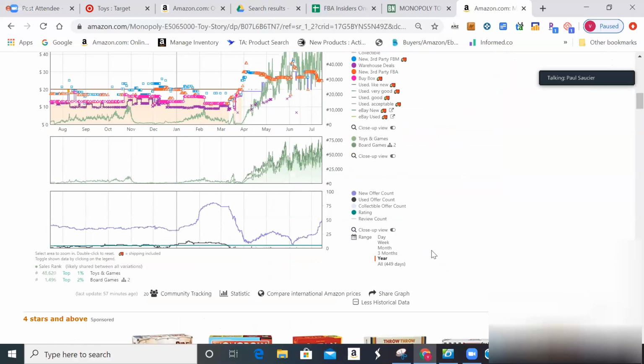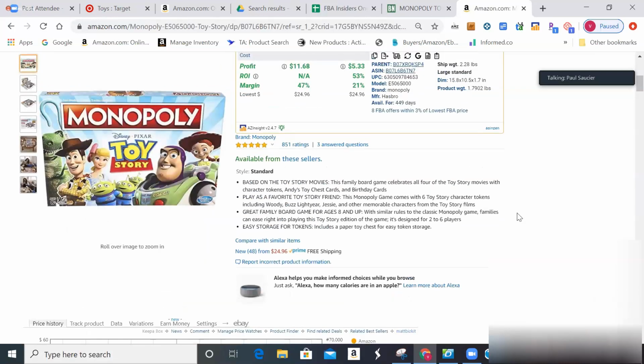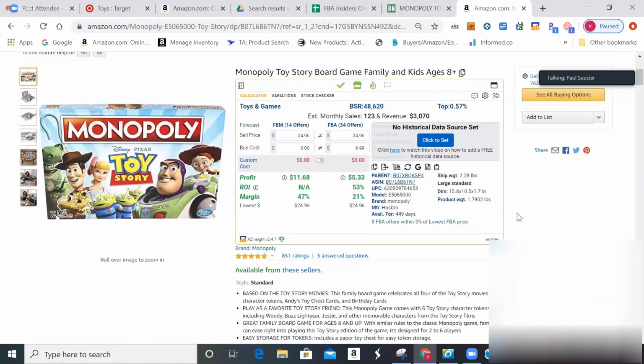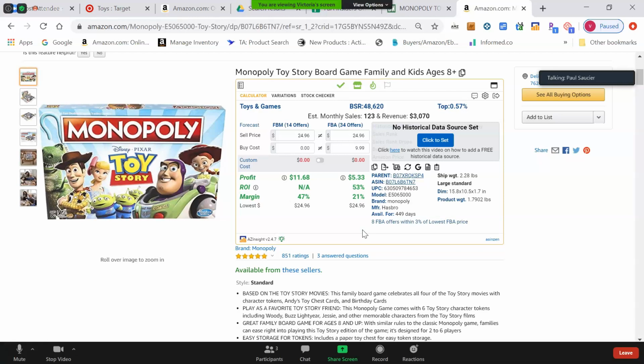And so again, don't be discouraged if you don't have all the insider information. Just learn how to read this graph really well, right? So yeah, I would definitely get it. Scroll back up really quick to the profit there. So $5.33. The price can drop probably all the way down to $19.99 until you're breaking even. So you definitely have some wiggle room there to play with.